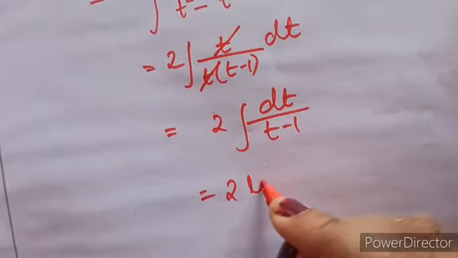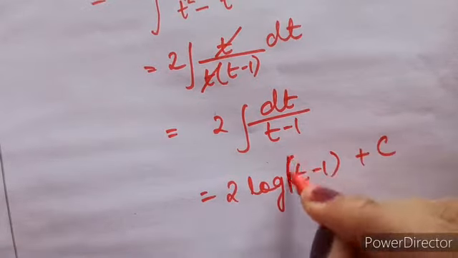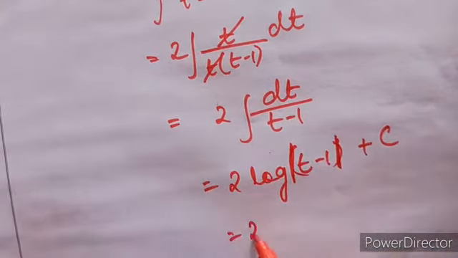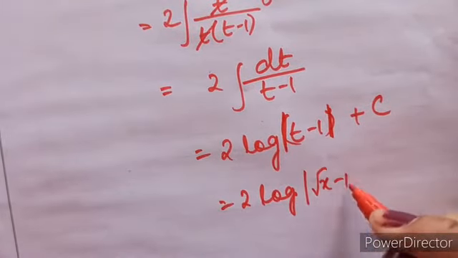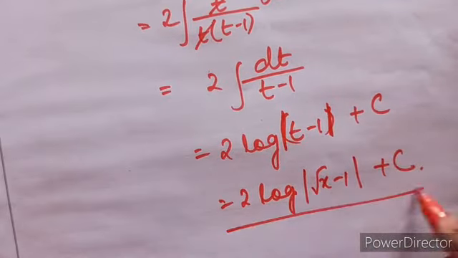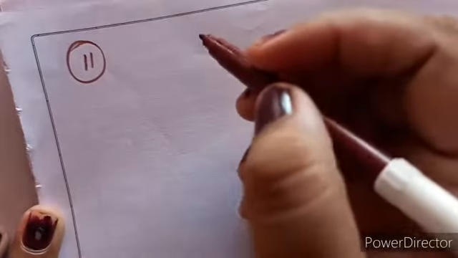That is 2 log of (t minus 1) plus c. Use this. Okay. So in place of t, I can write root x minus 1 plus c. So this is the answer of your question number 10. Okay, next question number 11.